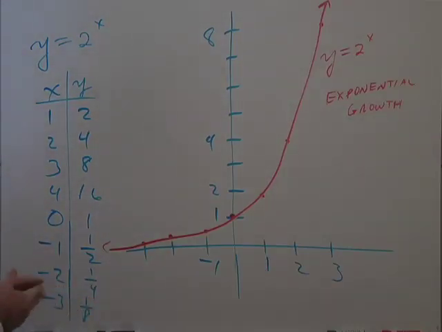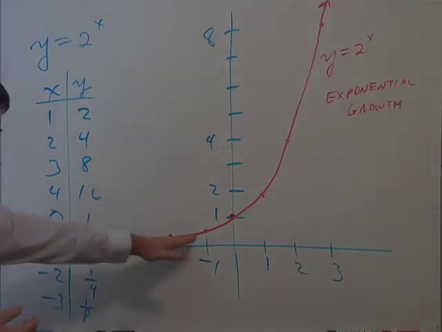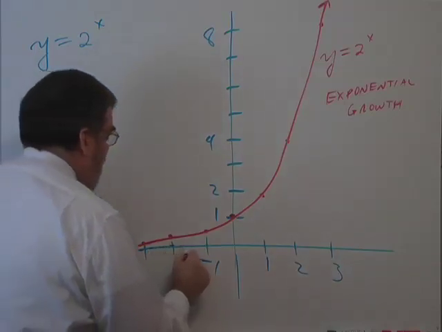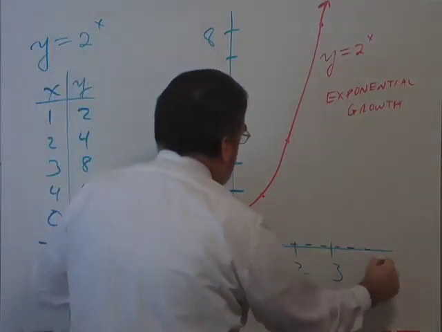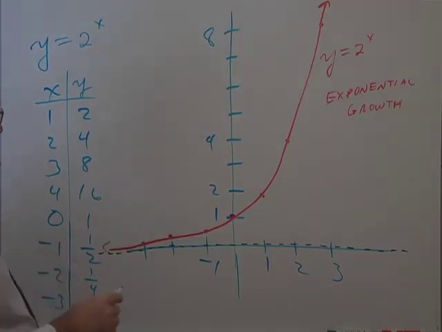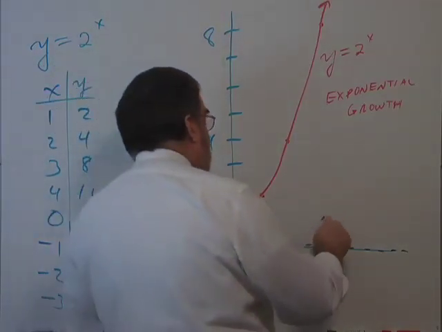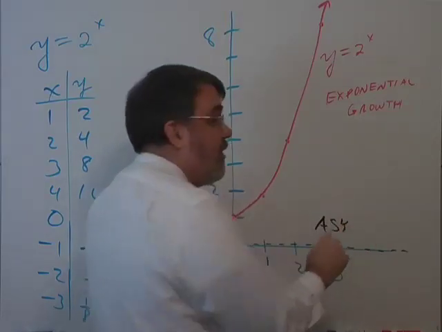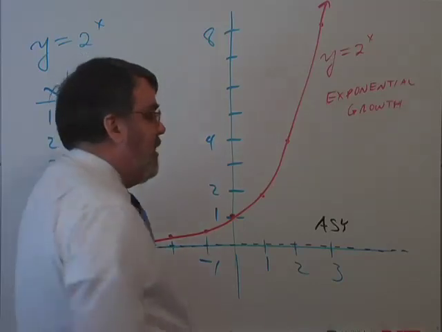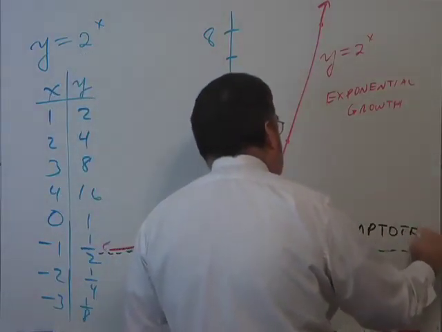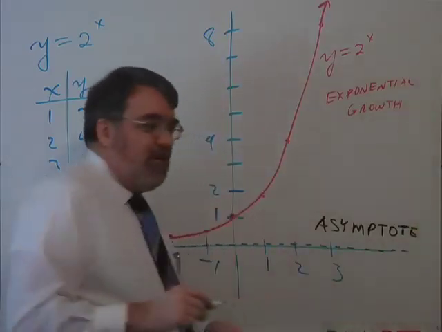All right, now the feature on the left here where it levels off, I'm going to draw a dotted line to indicate where it's leveling off to. And the dotted line coincides with the x-axis. And so now this line is called the asymptote. Asymptote is probably a Greek word or of Greek origin. Asymptote. So, kind of an unusual looking word.